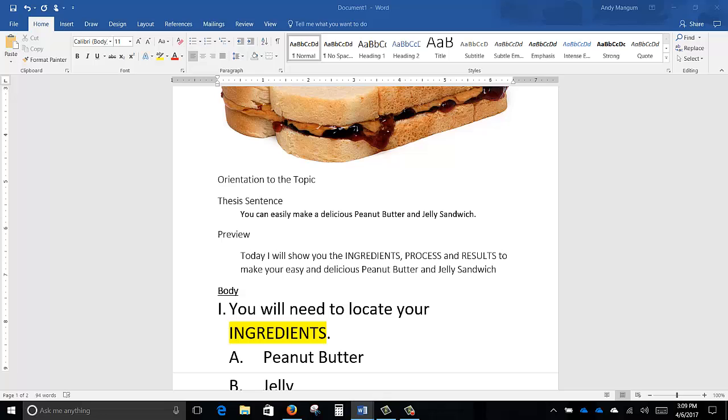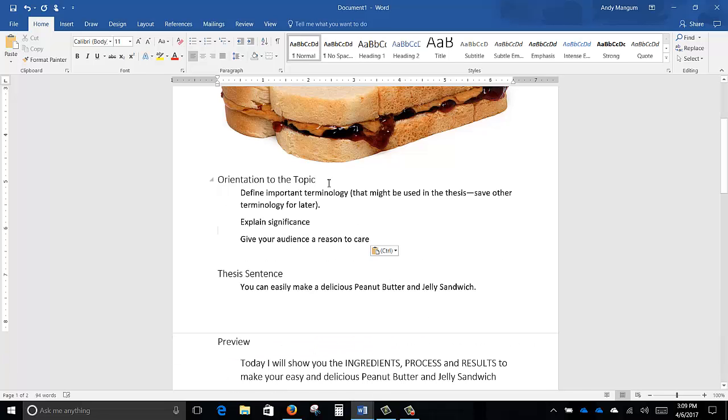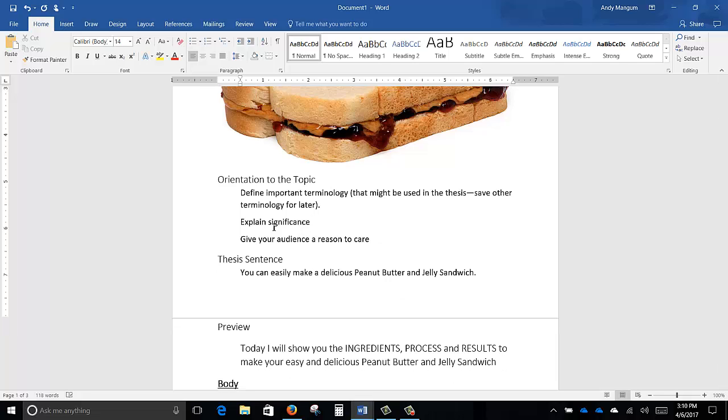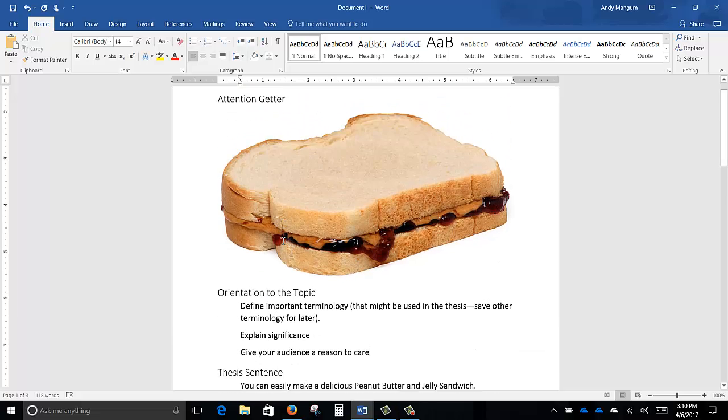The orientation to the topic is the second thing you're going to do in your introduction. Things that you need to keep in mind here. You want to define important terminology that might be used in the thesis. You'll save other terminology usually for later on in the speech. You'll define terms when you use them. Explain the significance. Why should your audience care about this particular topic? So you're going to write the orientation to the topic and then your thesis sentence.